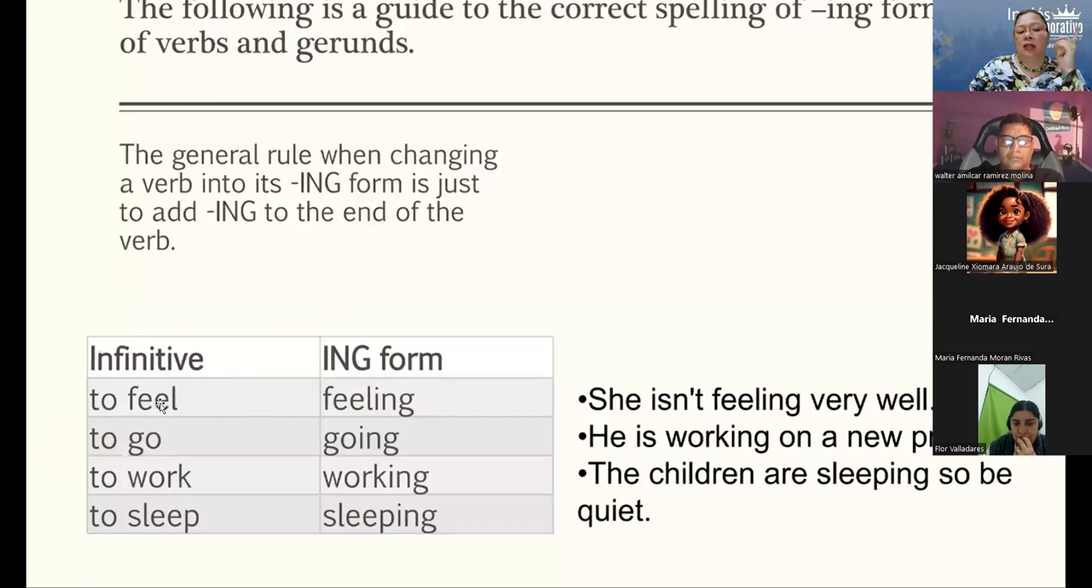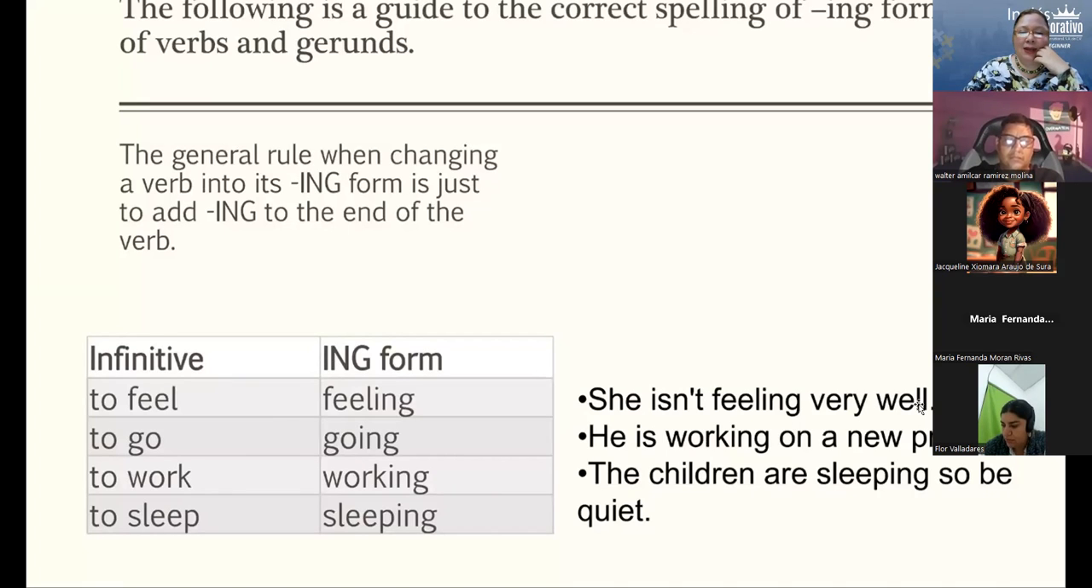This one is the majority, right? To go, going, doesn't have any change. To work, working. To sleep, sleeping. For example, she isn't feeling very well.